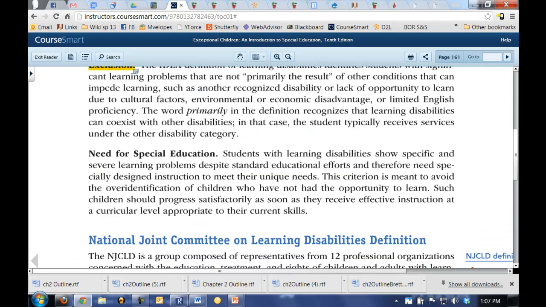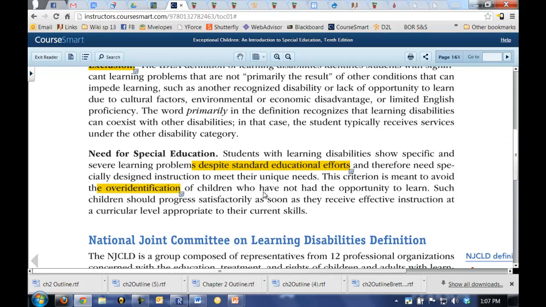And then the needs. Students with learning disabilities show specific and severe learning problems despite standard educational efforts. Okay, and again, they put that in there for a reason. And therefore need specifically designed instruction to meet their unique needs. This criterion is meant to avoid, you knew this was coming, over-identification of children who haven't had the opportunity to learn. This word that we've been waiting for, disproportionate over-identification. Such children should progress satisfactorily as soon as they receive effective instruction at a curricular level appropriate to their skill level. So again, you have to mark this one.